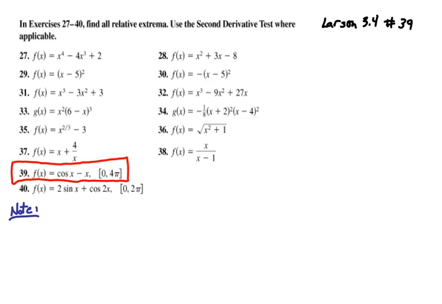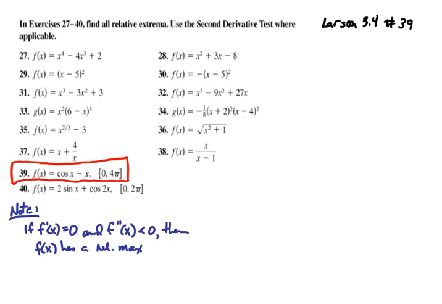Well, it says that if f prime of x is 0 and the second derivative is negative, then f of x has a relative maximum. In picture, that means that at the peak of that curve there, the first derivative is 0, and since the function is concave down at that point, we can see clearly that there is a relative maximum there.